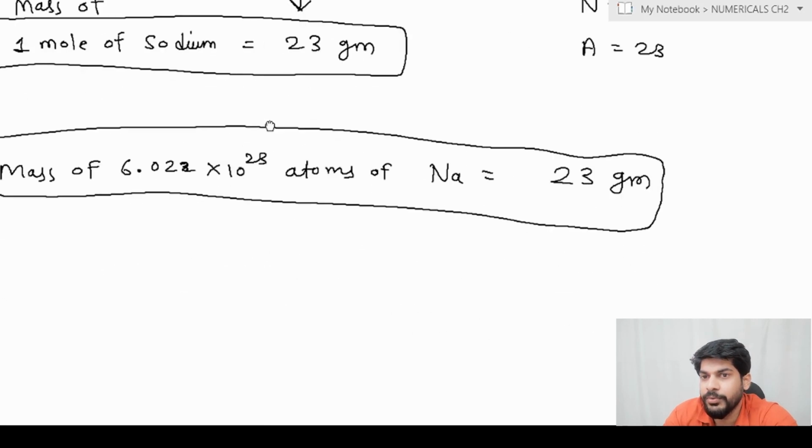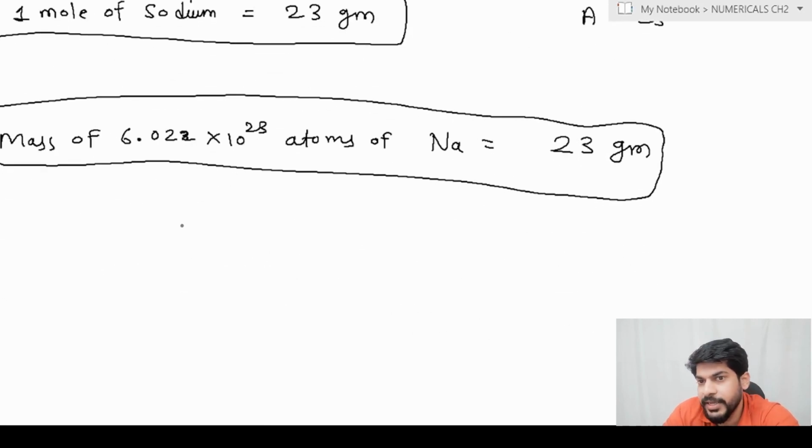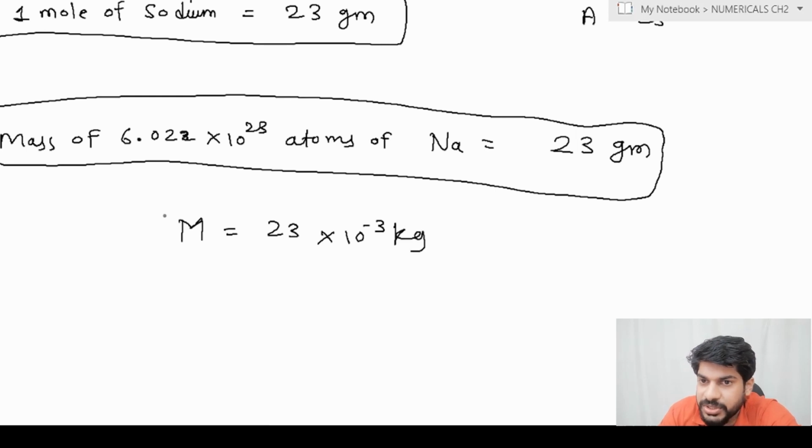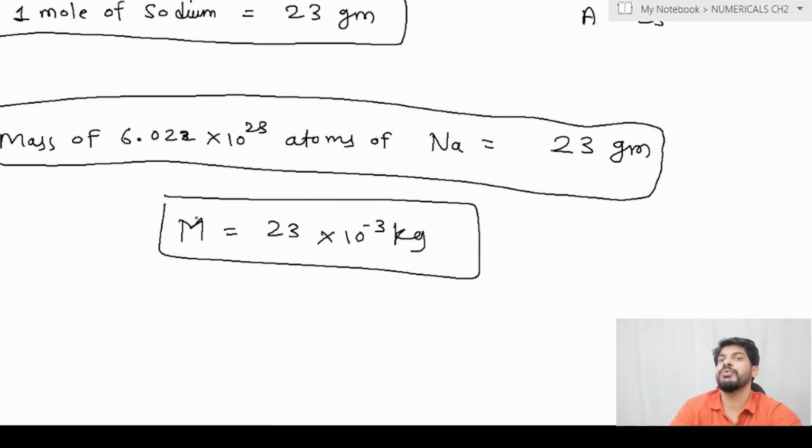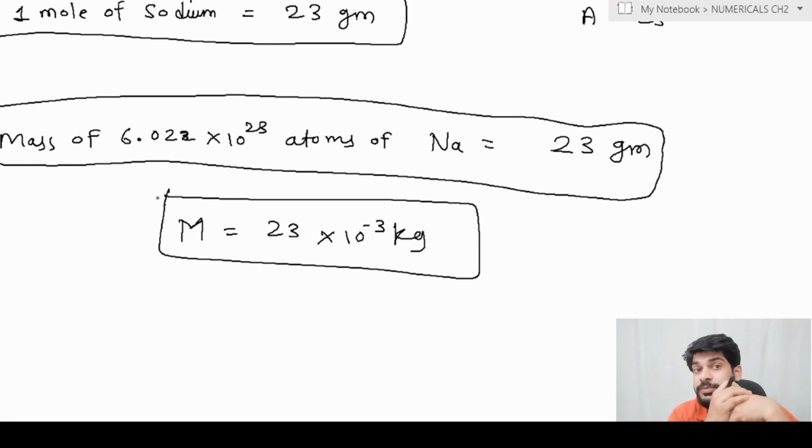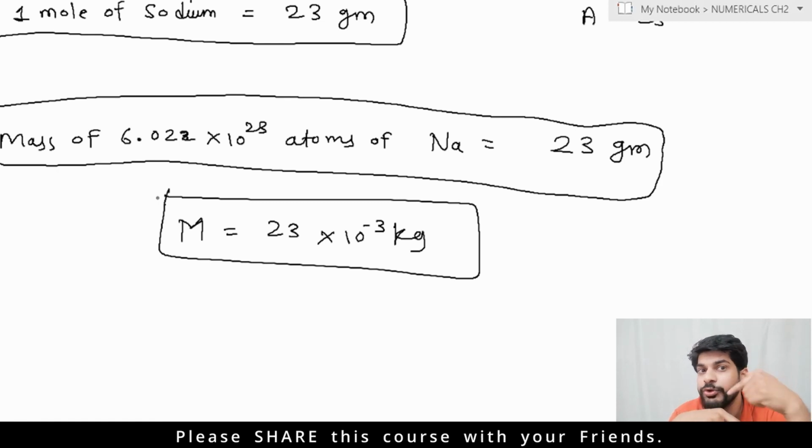Now let's call this number M. This is 23 grams. Let's convert this gram into kg first. So it will be 23 into 10 raised to minus 3 kg over here. So this is the mass right now. Now we want the volume. We have got the mass for 1 mole of sodium substance. Now we will find out the volume for 1 mole of sodium. So let's do this.